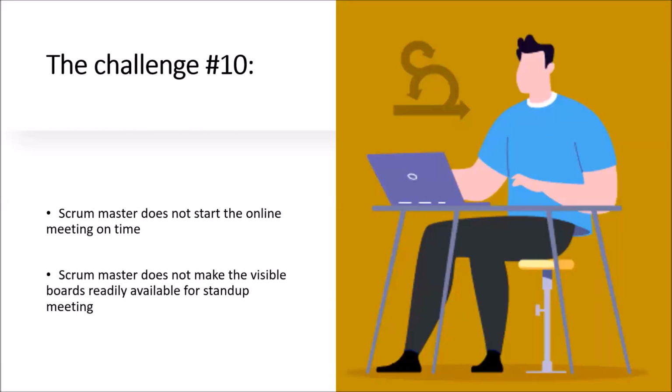And the 10th challenge is the Scrum Master does not start the online meeting on time, and the Scrum Master doesn't make the Jira dashboards or any other Excel reports visible and available for the stand-up meeting on time.